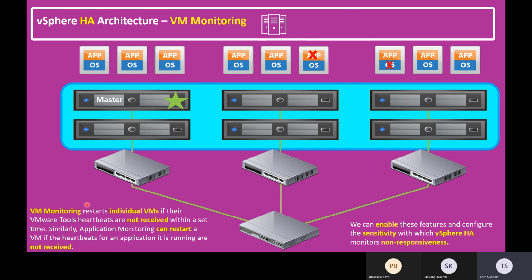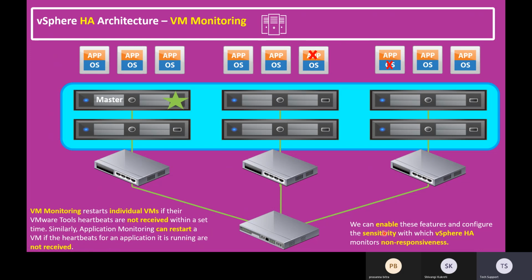Okay, the same points I highlighted here. Virtual machine monitoring restarts individual VMs if their VMware Tools heartbeats are not received. Suppose the VMware Tools heartbeats are not received within a set time. It will use a default time like 120 seconds. If no heartbeat is received, it will immediately reset. Okay, and similarly for application monitoring. Application monitoring can also restart a VM if the heartbeats for the application it is running are not received.